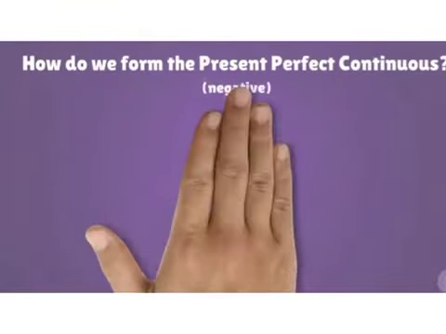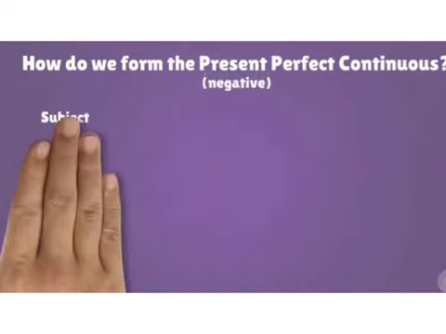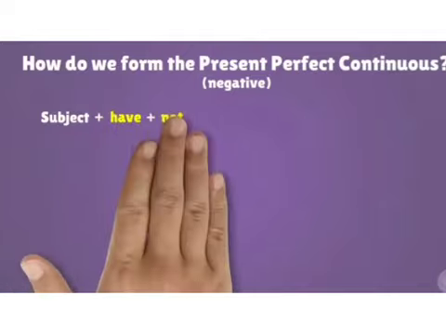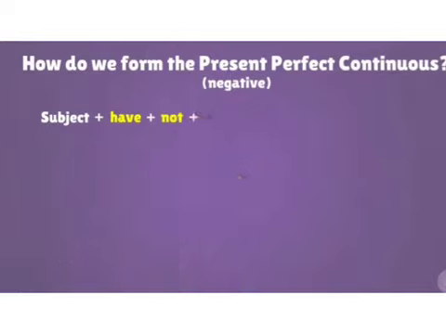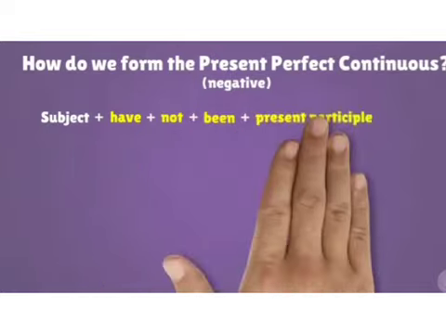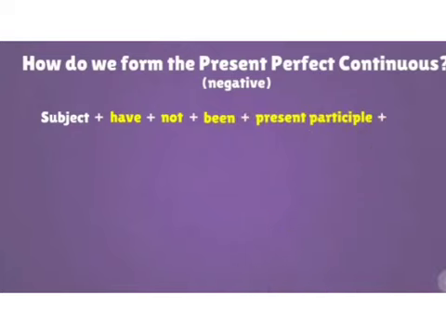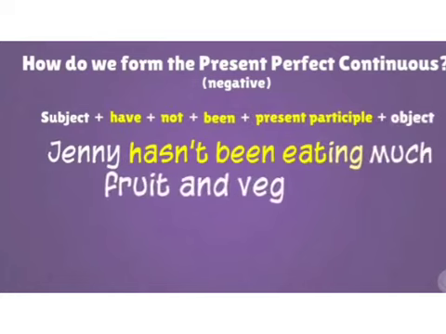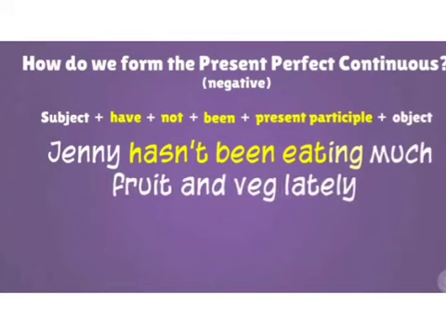How do we form the present perfect continuous negative sentence? Here we go with the formula. Subject plus have plus not plus been plus present participle plus object. Example, Jenny. Since Jenny is a singular noun, we have used has. Jenny hasn't been eating much fruit and veg lately.